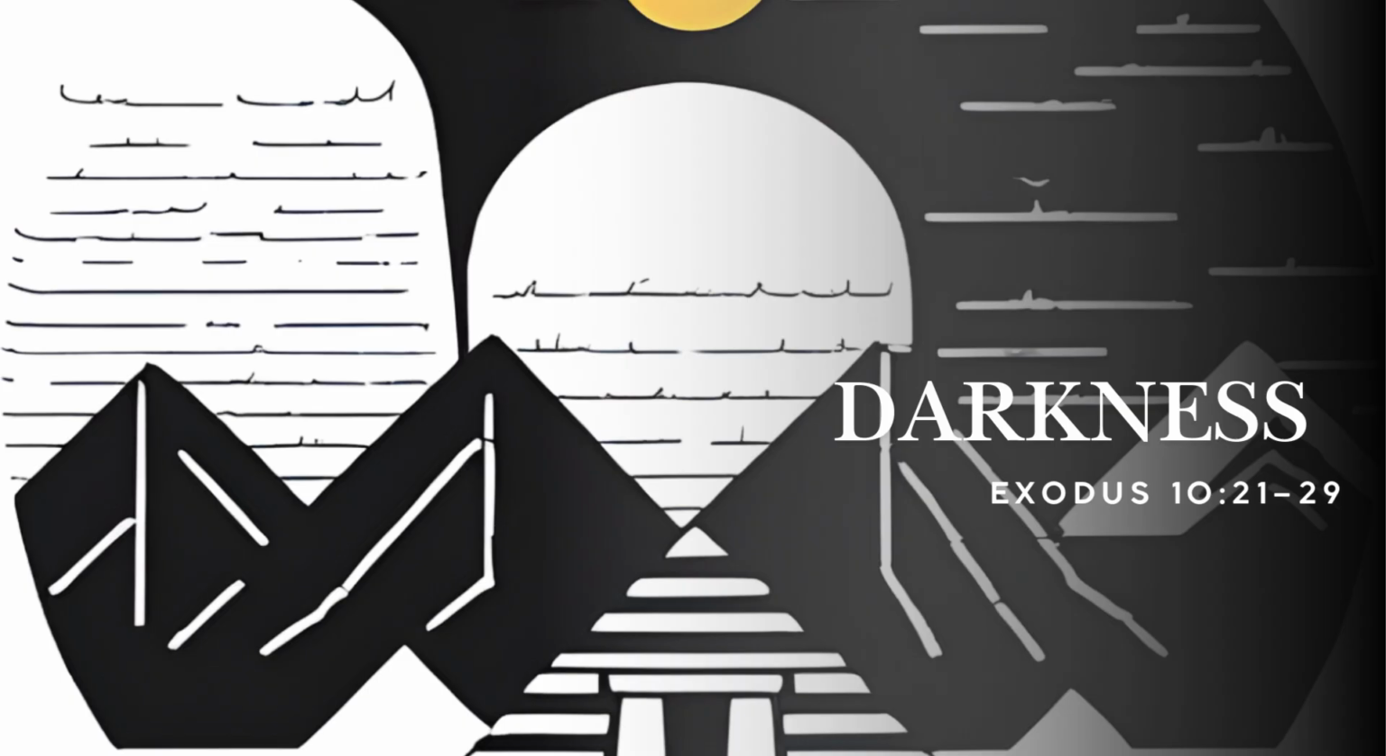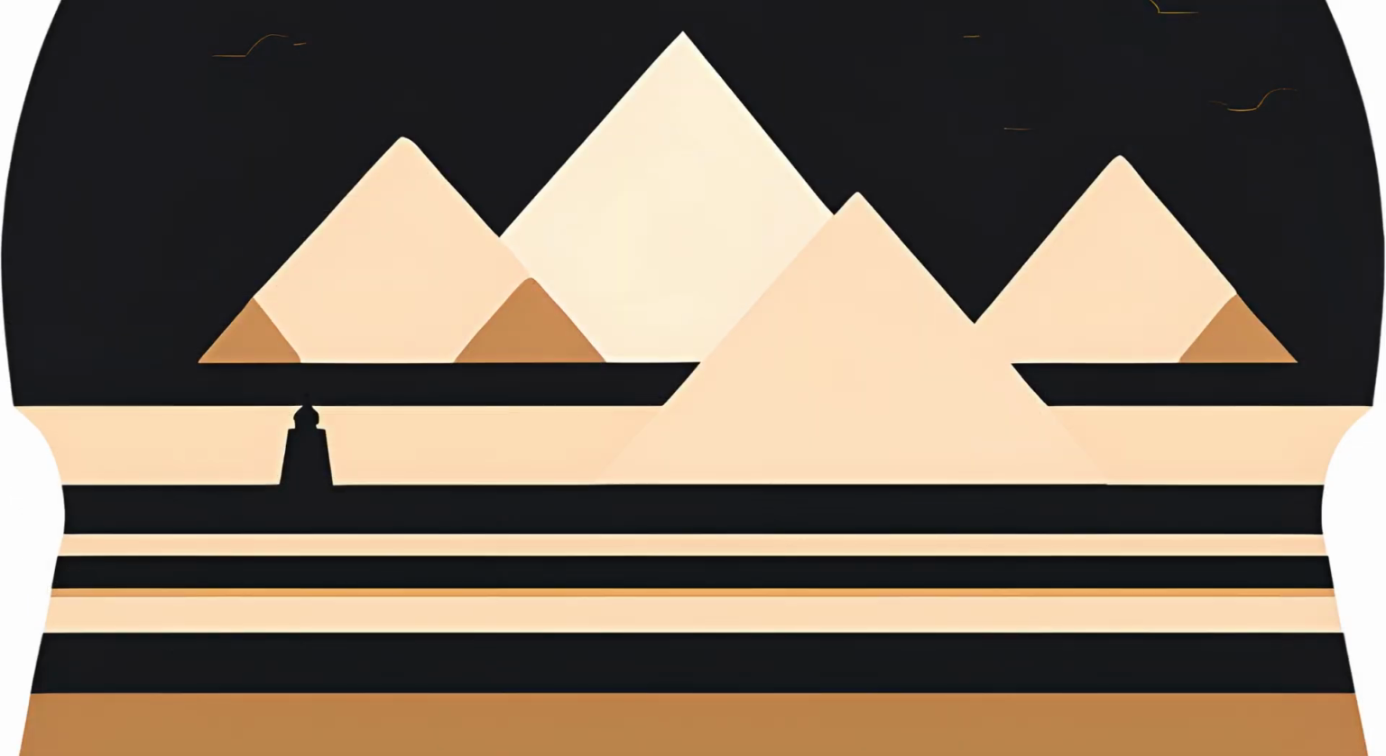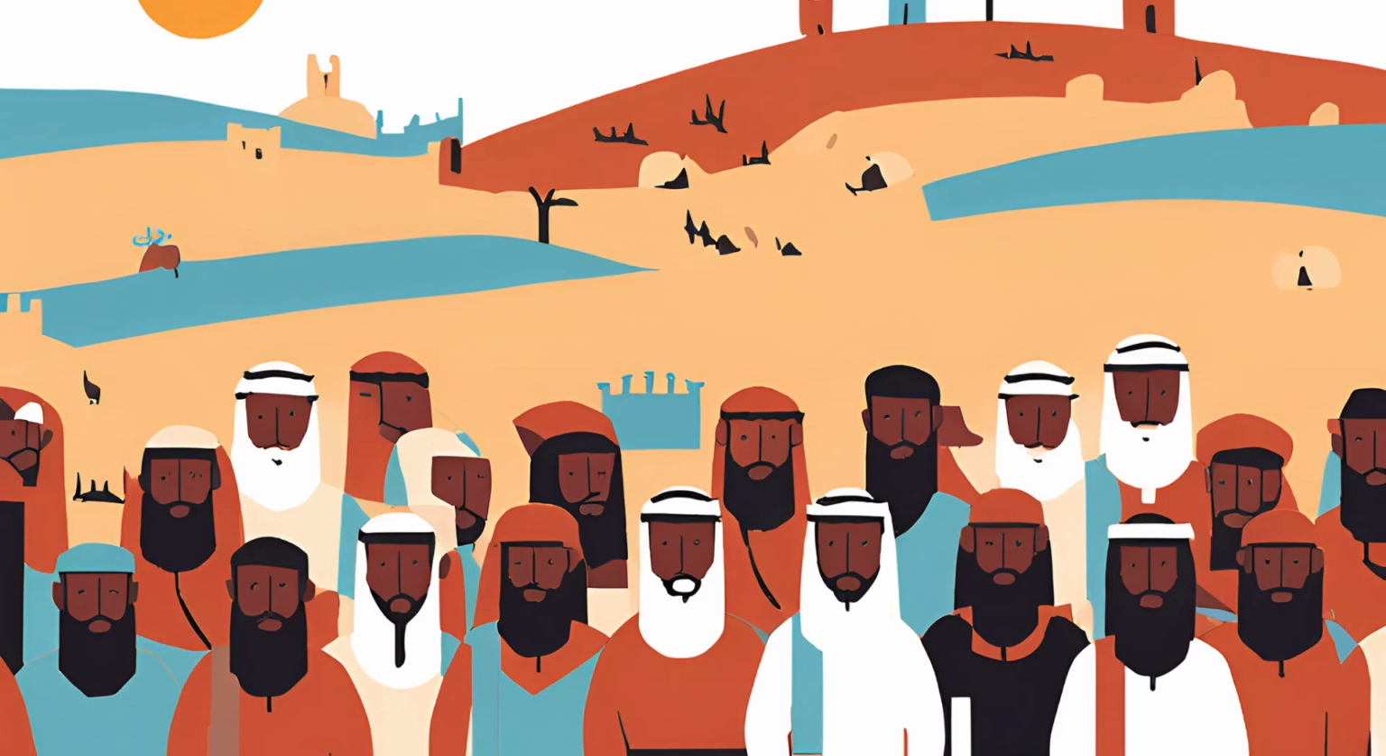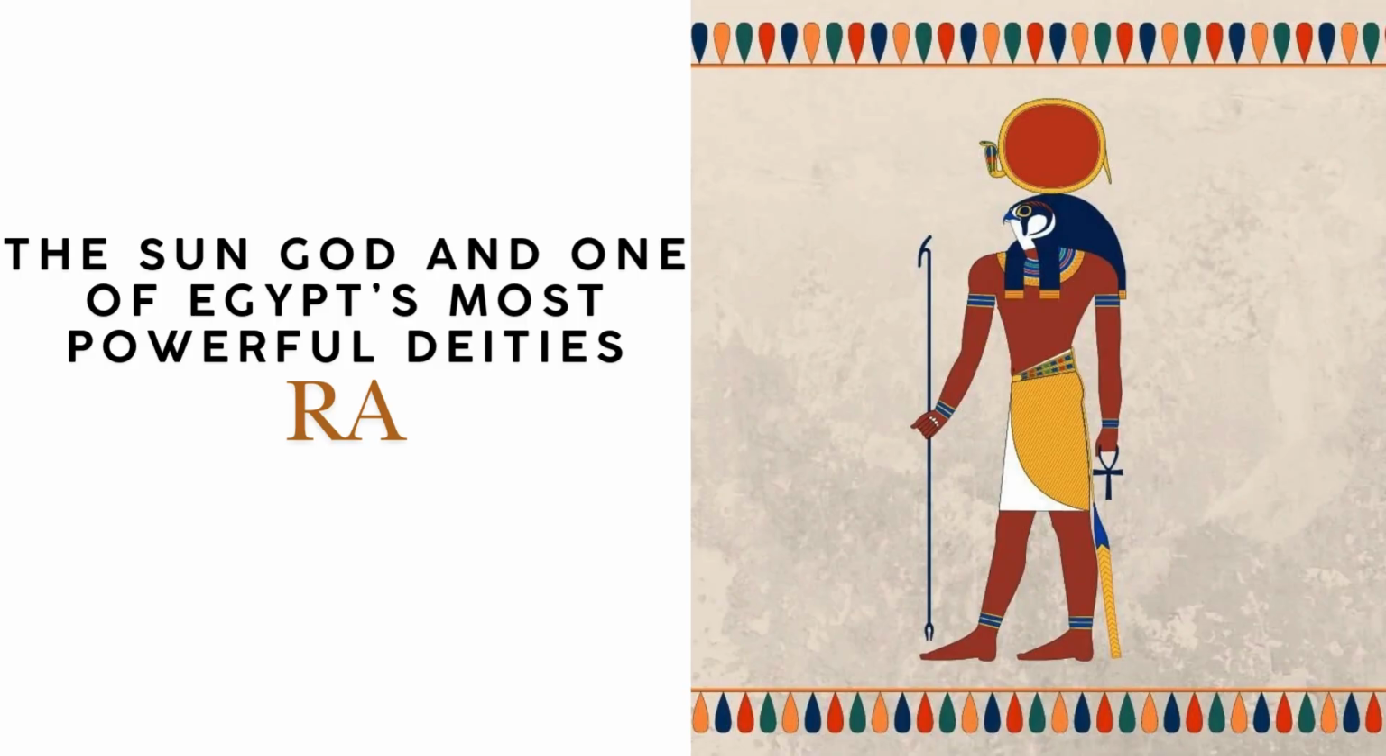9. Darkness. This can be seen in Exodus 10 verse 21-29. A thick, tangible darkness covers Egypt for 3 days. No one could move, but the Israelites had light. This challenges Ra, the sun god and one of Egypt's most powerful deities. The darkness symbolized chaos and judgment.